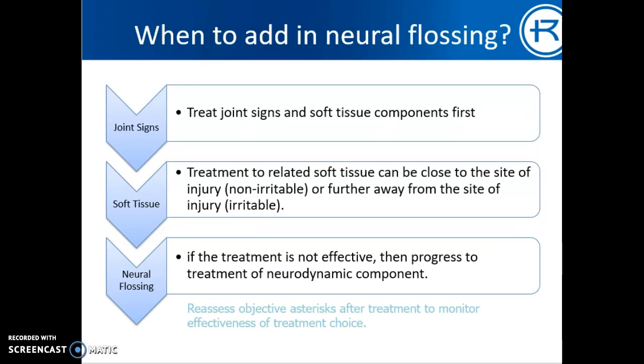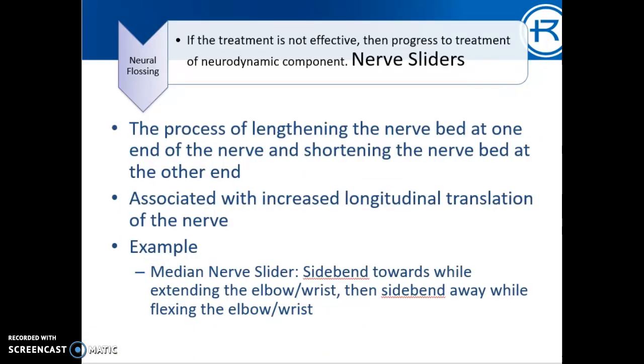It's best to treat the joint signs and soft tissue components first. Then you can treat the related soft tissues close to the site of the injury if it's non-irritable or further away from the site of injury if it's irritable. So again, start with joint signs and then move on to soft tissue signs, and then you layer in the neural flossing to progress the treatment of the neurodynamic component. Obviously, you're going to always reassess your objective exam after treatment to monitor the effectiveness of your treatment choice. If the treatment is not effective, then progress to treatment of neurodynamic components.